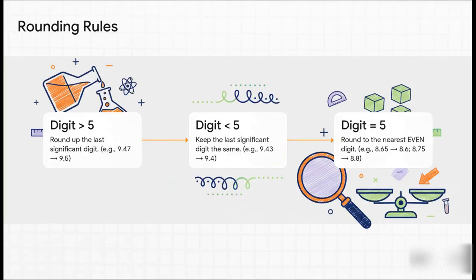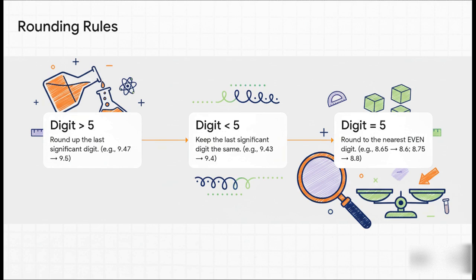But before we can do that, we need to agree on some rounding rules. The first 2 are probably what you learned in grade school. If the digit is bigger than 5, round up. If it's less than 5, you leave it alone. But what about step 3? What if the digit is exactly 5? This is where we use something called banker's rounding. You round to the nearest even digit. So 8.65 becomes 8.6, but 8.75 becomes 8.8.